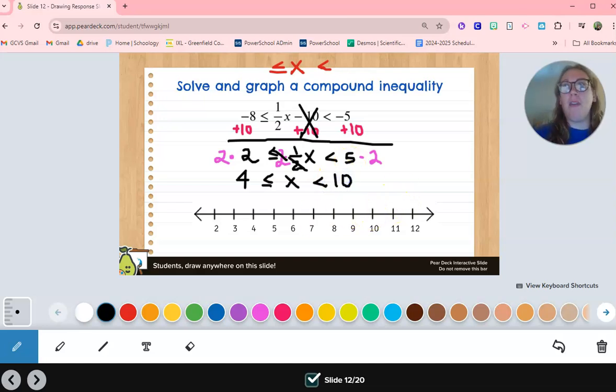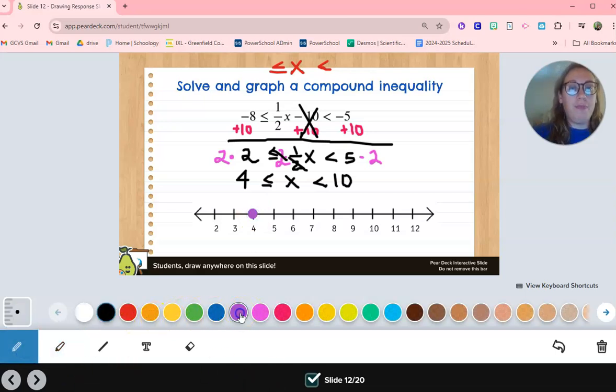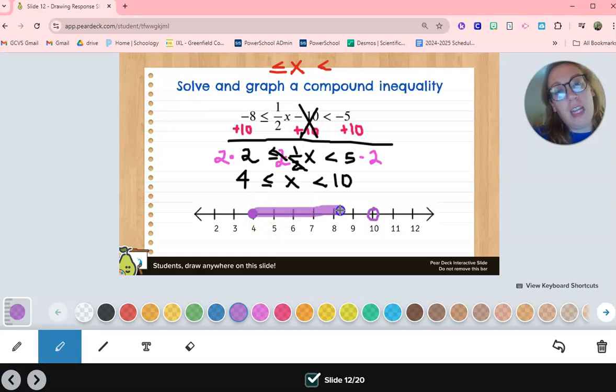So here's our compound inequality, where x is greater than or equal to 4. So we're going to put a closed circle on 4. And then it's less than 10. So we're going to put an open circle on 10. And this is an "and" inequality. We're shading that area in between. So it has to be greater than or equal to 4 and less than 10. Beautiful.